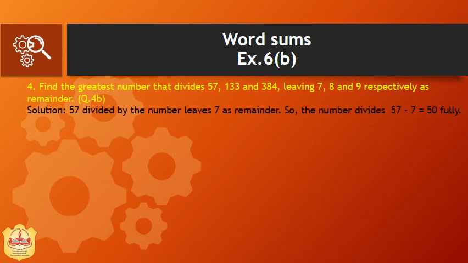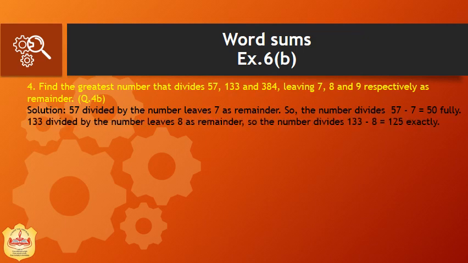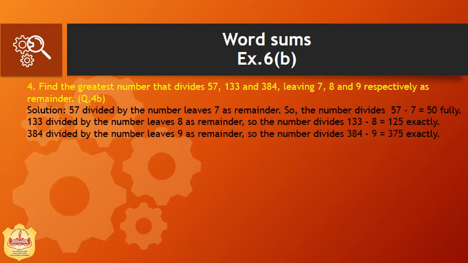See, as it is given in the question, 57 divided by the number leaves 7 as remainder. So, the number divides 57 minus 7, which is 50, fully. I hope you have understood this line. Now let's come to the next step. 133 divided by the number leaves how much as remainder? 8 as remainder. It is given in the question. So, the number divides 133 minus 8, which is 125, exactly or fully, right?